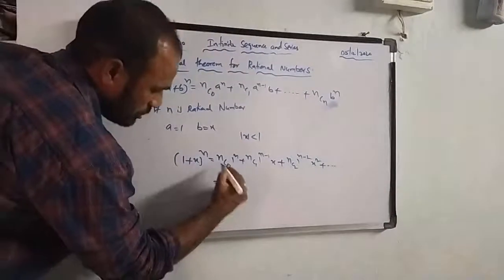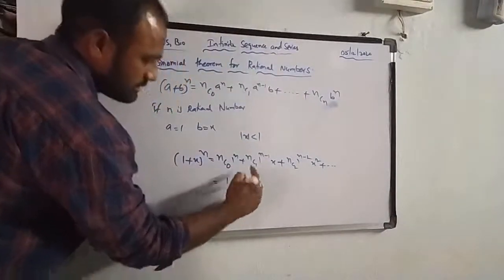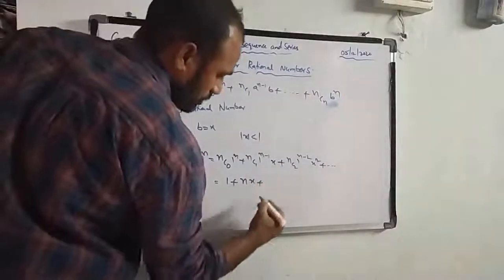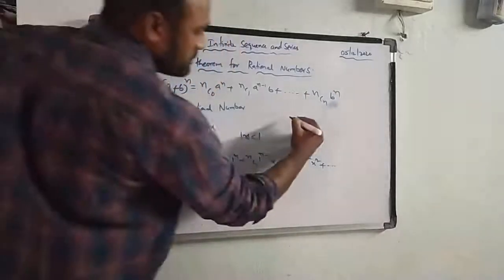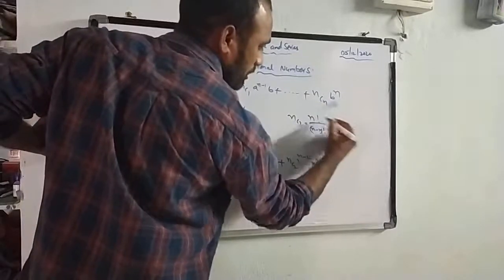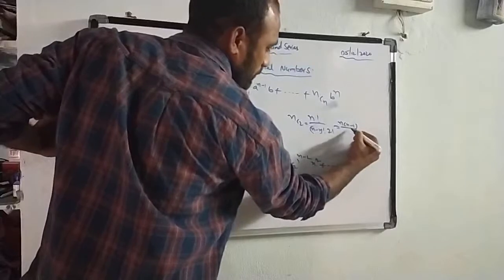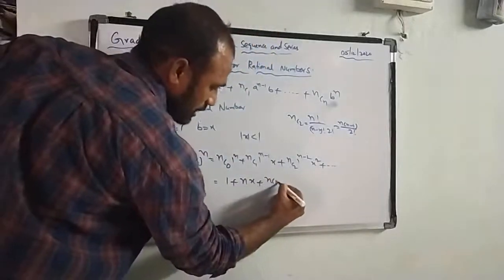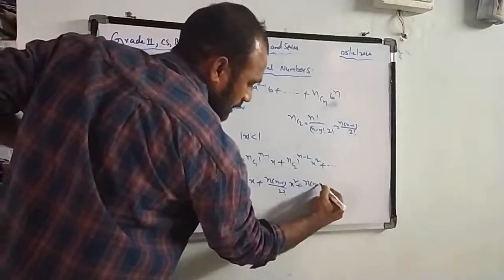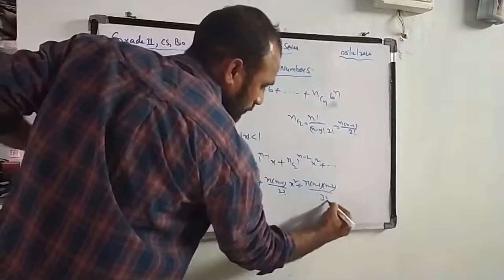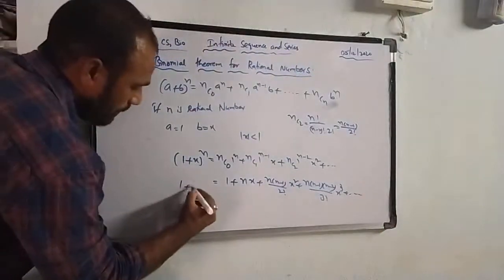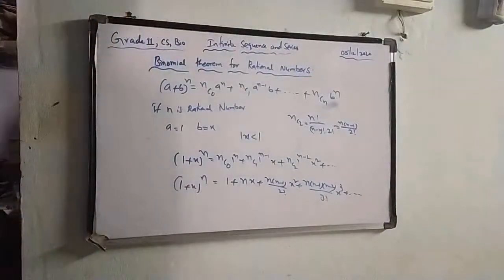So here nC0 we know is 1. So 1 plus nC1 is n x, plus nC2, which can be written as n factorial by (n minus 2) factorial into 2 factorial, that is n into (n minus 1) by 2 factorial, into x square, plus n into (n minus 1) into (n minus 2) by 3 factorial into x cube plus so on. That equals (1 plus x) whole to the power of n. So this is the sequence.